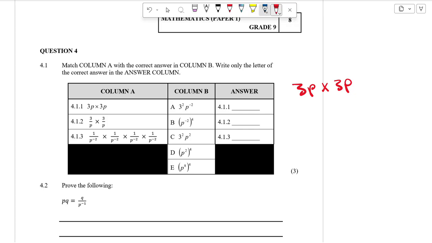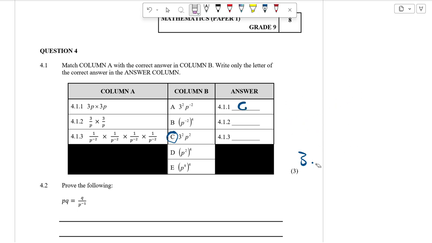Numbers, guys. 3 and 3 is a number. So we multiply 3 and 3. We're going to get what? 9. Okay, so no, maybe let's use this rule. Same exponent, same base, we add the exponent: 3 to the power of 1 plus 1. Multiply by p and p to the power of 1 plus 1. This is 3 squared multiplied by p squared. We are going to look for this one here. Where is 3p and here's the answer. So it means 4.1.1, the answer is what? It is C. So we write C.